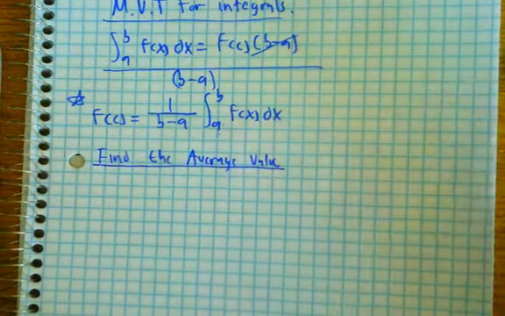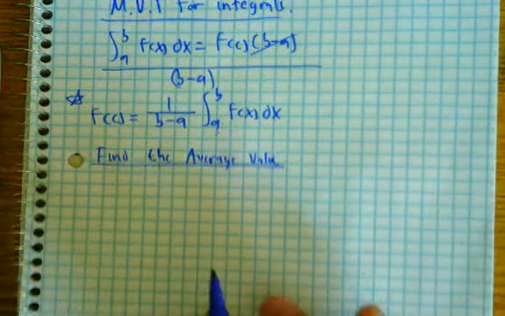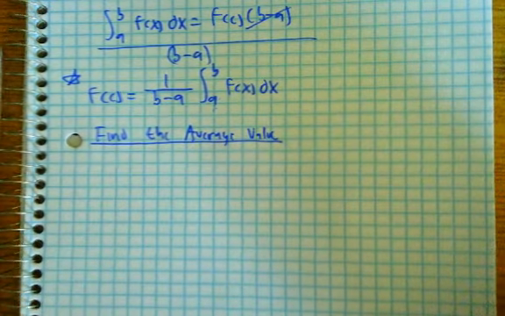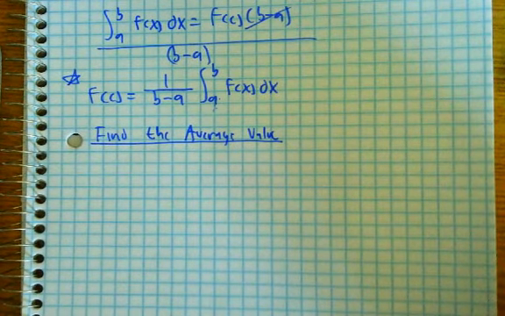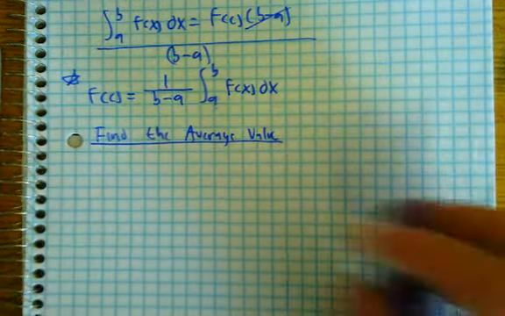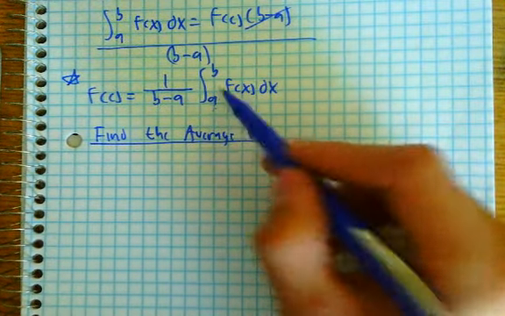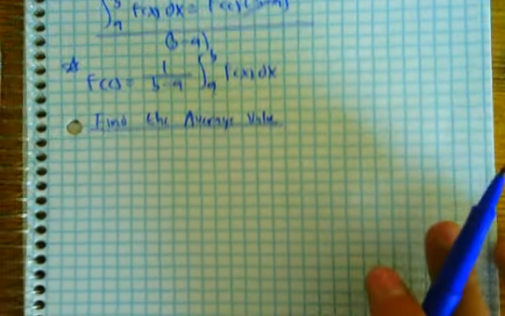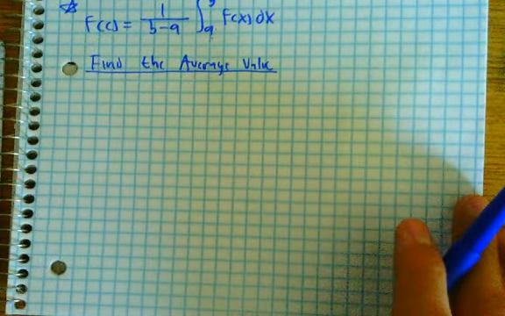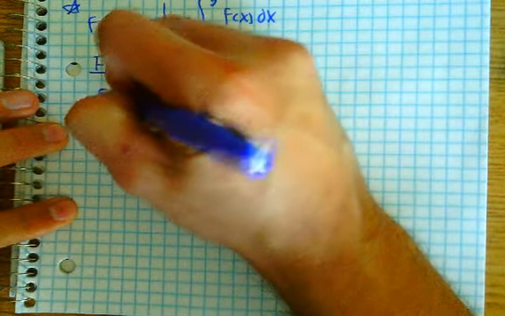And use that word as a hint. It's the average, right? When you're finding an average in algebra, you take the highest and the lowest number and subtract them and divide the total by that. So that's what we're doing. We're finding this definite integral and dividing by the difference between the highest and the lowest term. So here's what we have.